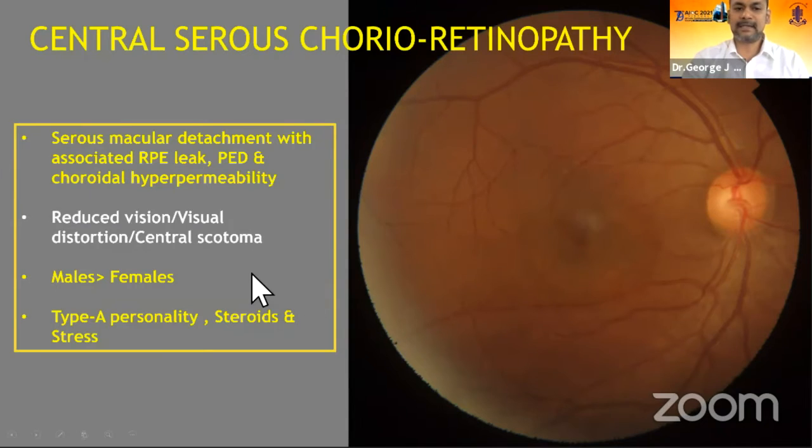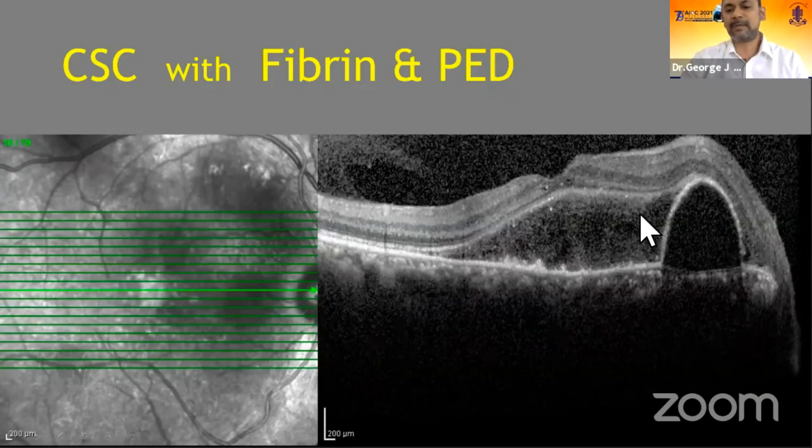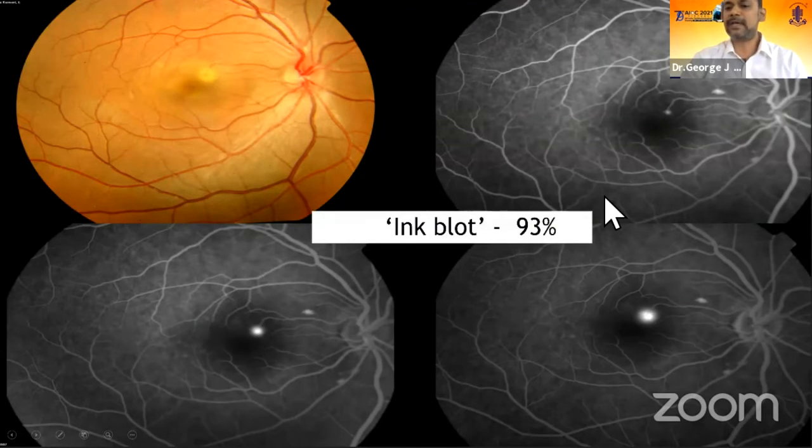The next entity is central serous chorioretinopathy, where there is a serous macular detachment associated with RPE leaks and pigment epithelial detachment, usually in young males with type A personality. The OCT typically shows the subretinal fluid. In this case, there is a hyperreflective material, the fibrinous material, associated with a serous pigment epithelial detachment. The fluorescein angiography in an acute CSR shows a point leak. Here it is an ink blot or smokestack in a few of the cases.